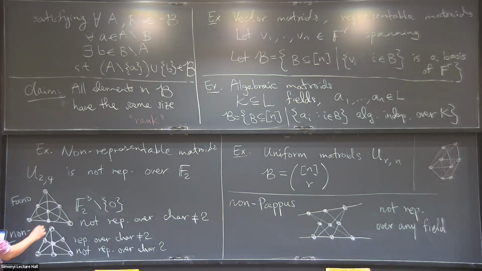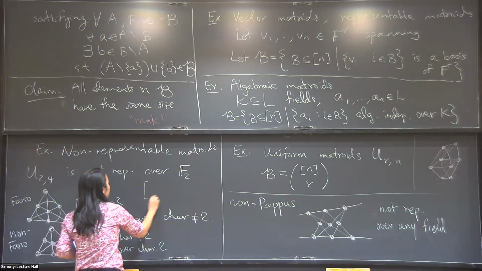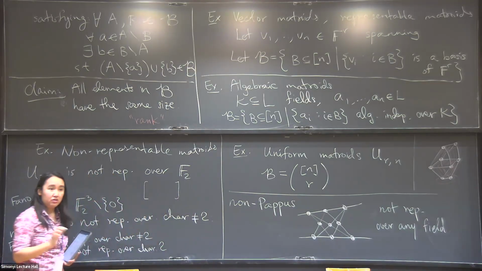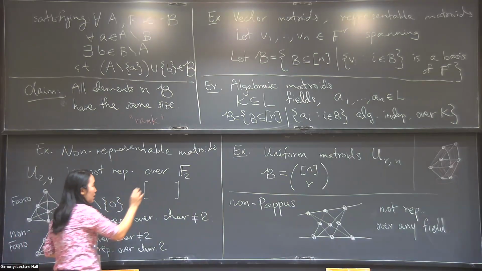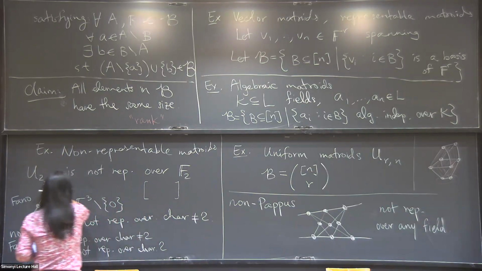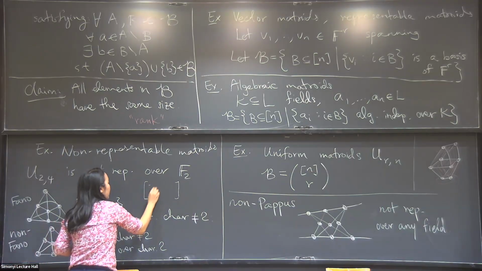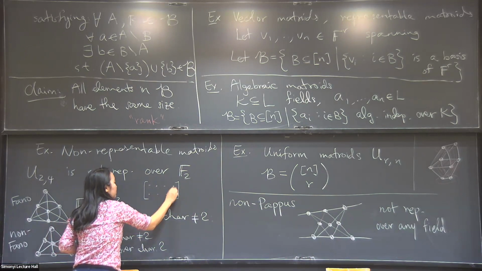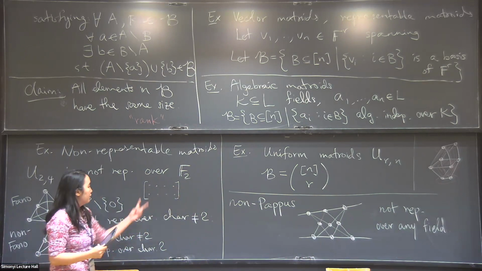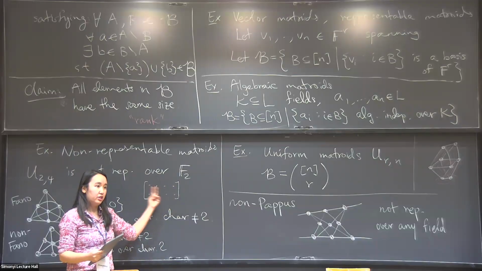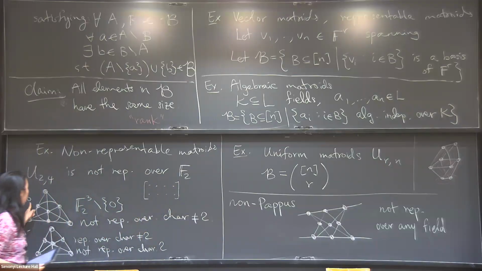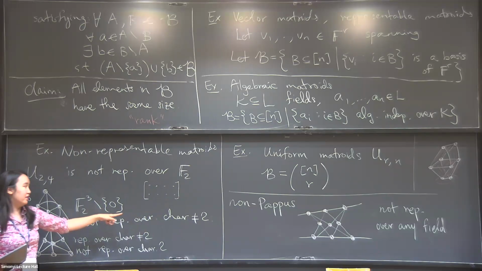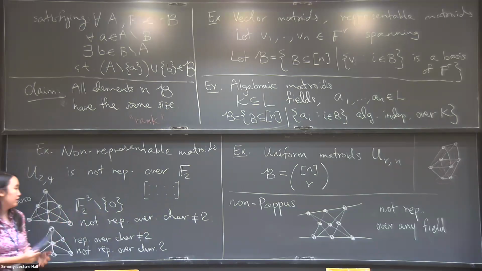So what I'm saying right here is, U24 is not representable over F2, meaning that I cannot find 4 vectors in F2 squared, because this 2 is the rank, that I can put as column vectors, so that every 2 of them is linearly independent. And the Fano matroid is not representable over real numbers, for example.